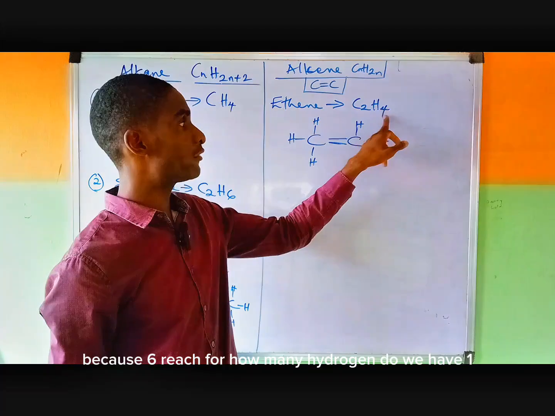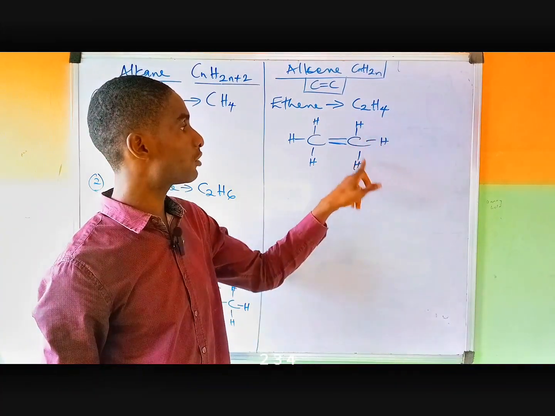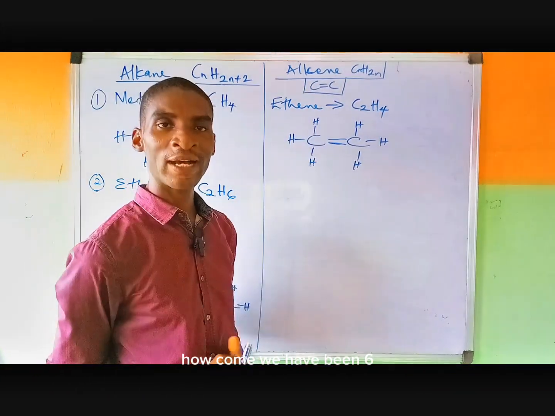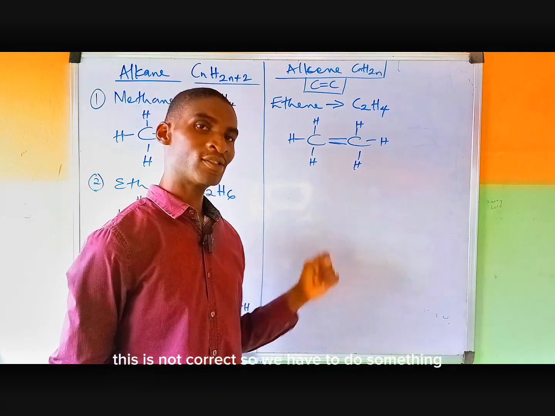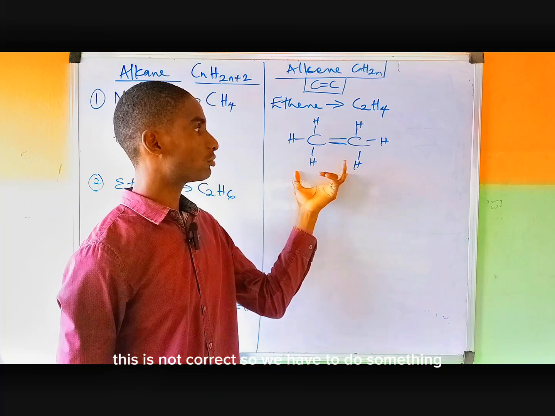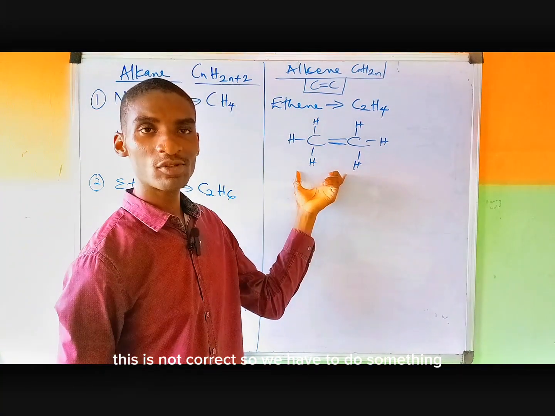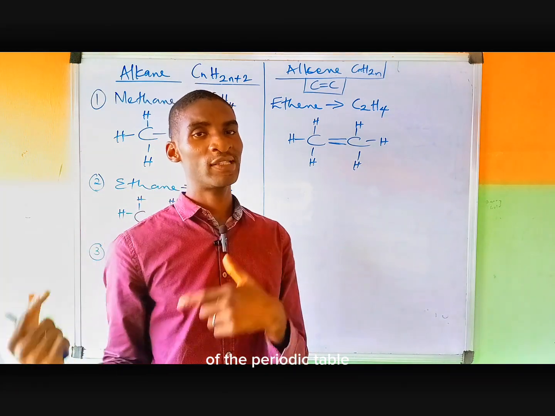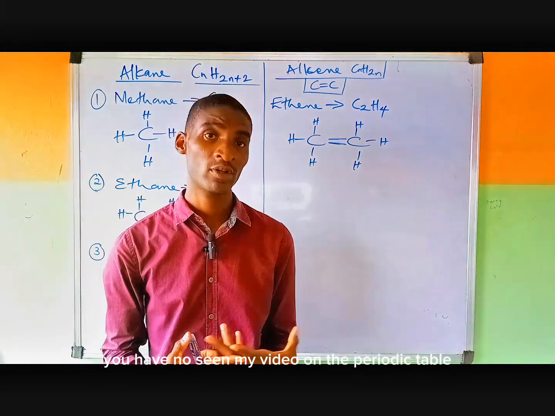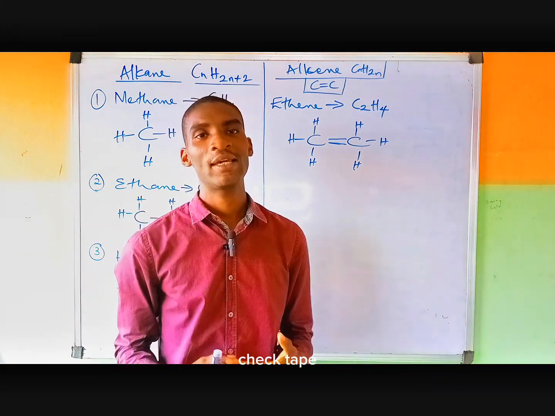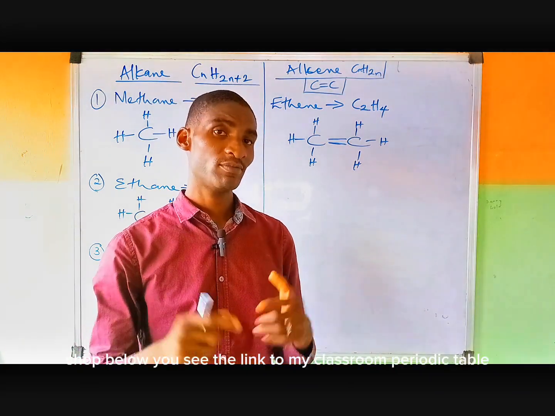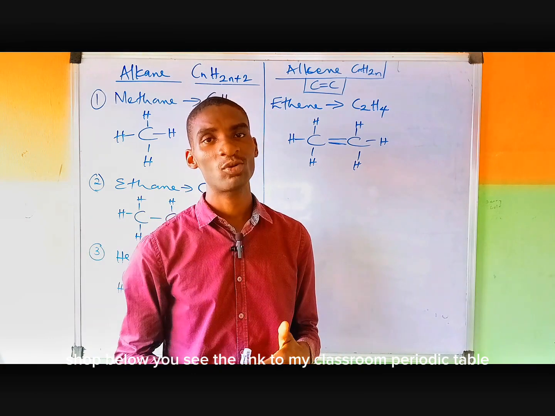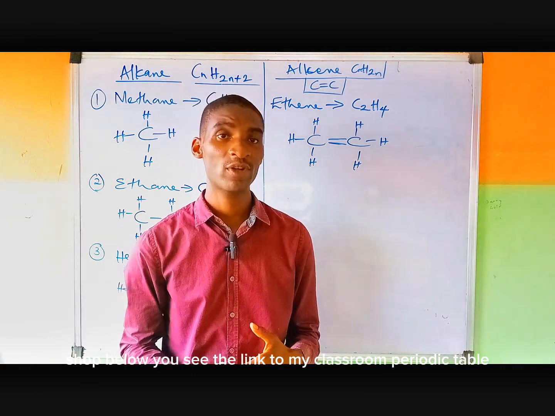Why? Because C2H4, how many hydrogen do we have? 1, 2, 3, 4, 5, 6. How come we are having 6? This is not correct. So we have to do something, and that brings us to the knowledge of the periodic table. If you have not seen my video on the periodic table, check the description below. You see the link to my class on periodic table.